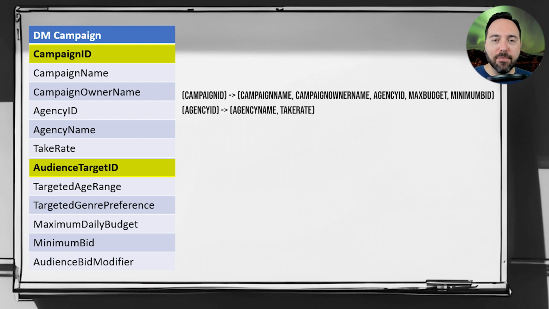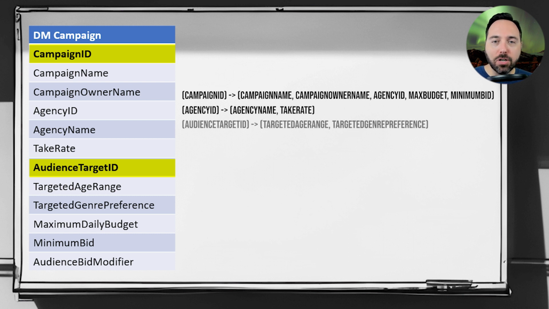Next up, we have agency ID, which determines the agency name and the take rate. The take rate is the percentage of sales that the agency will collect in the event that someone buys one of our albums as a result of viewing an advertisement. In our scenario, different agencies have different take rates, but we negotiate one constant take rate for the agency, regardless of how many campaigns they're running or how important those campaigns are.